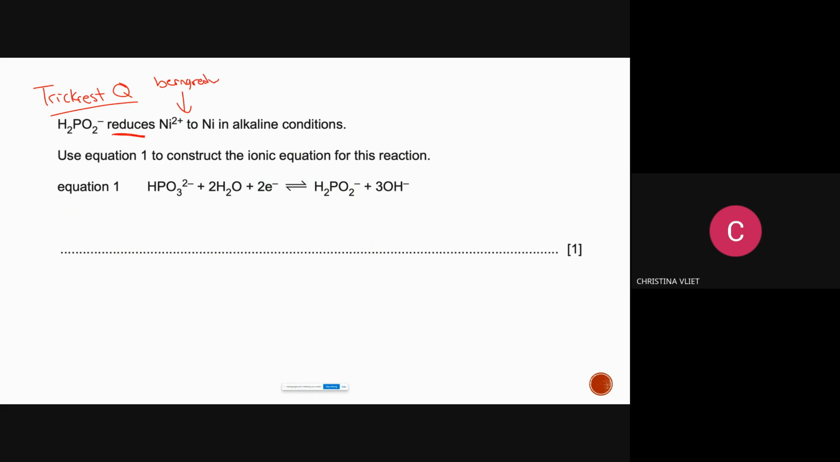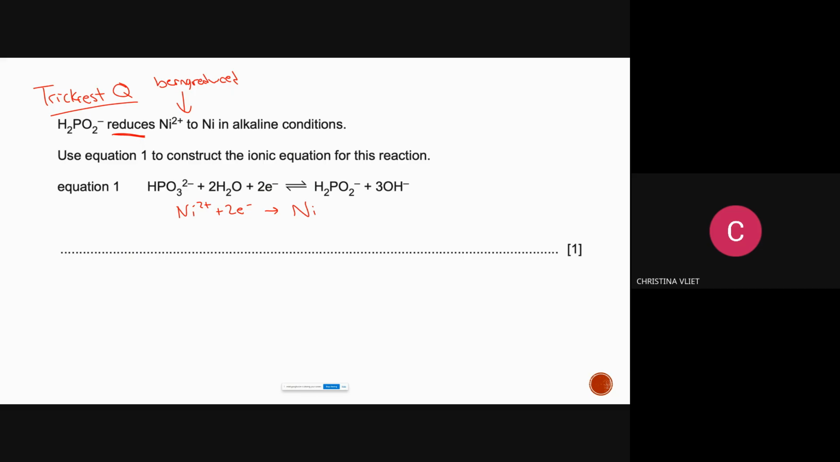So if nickel is being reduced, that means that H2PO2 minus itself is being what? Oxidized, because there must always be 1 reduction and 1 oxidation. So that information is telling you kind of what's happening. So I would write out nickel 2 plus goes to nickel. Which side do the electrons have to be on? They have to be on the reactant side, because 2 plus and 2 minus will cancel out to become a charge of 0.